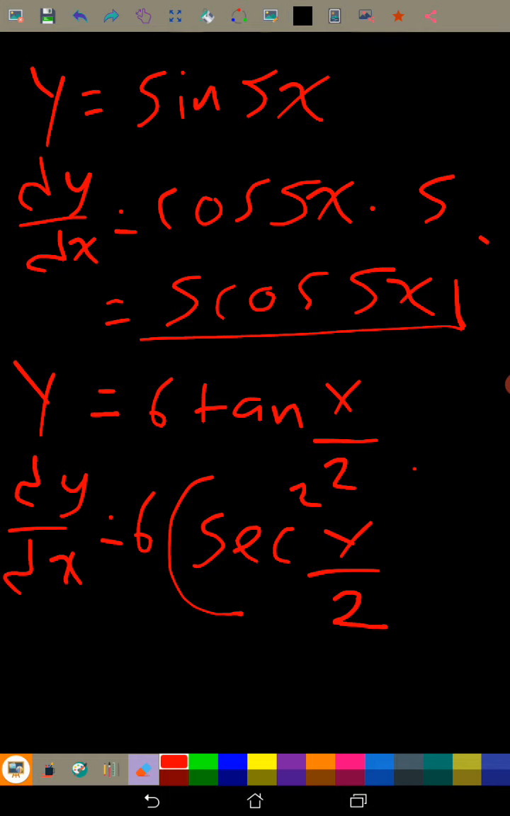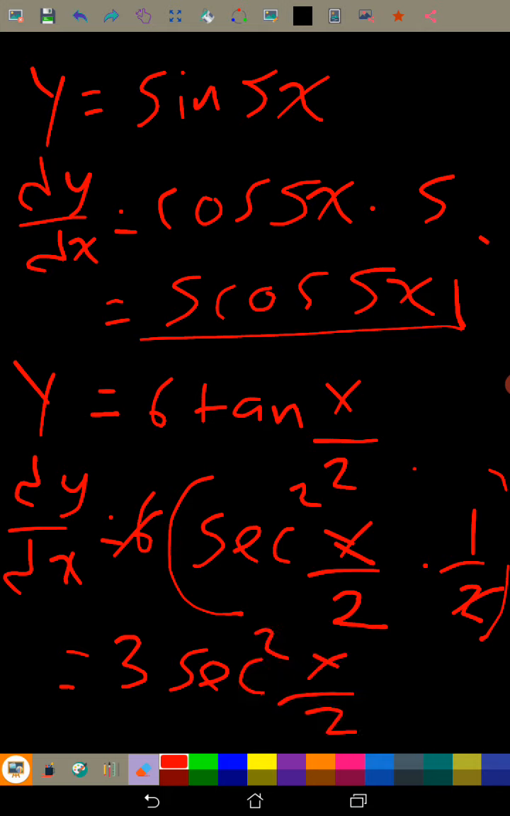Right? Times half, which gives us this: 3 sec square x over 2.